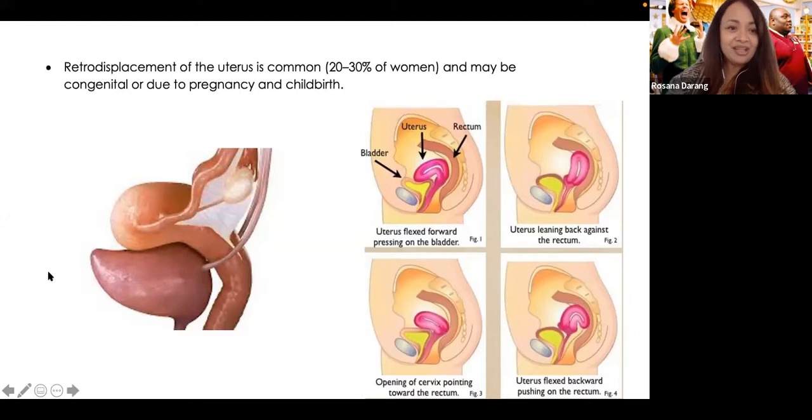Okay. So this is quite common, about 20 to 30% of women, and it could be congenital, or due to pregnancy and childbirth. But once again, pregnancy or childbirth can also correct an existing abnormal posture.